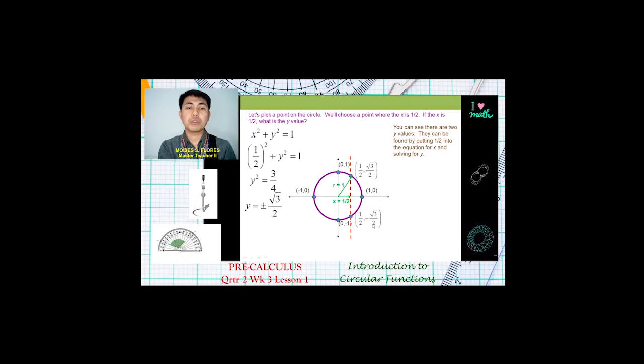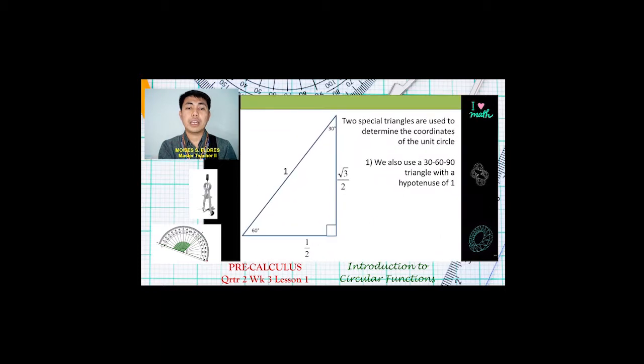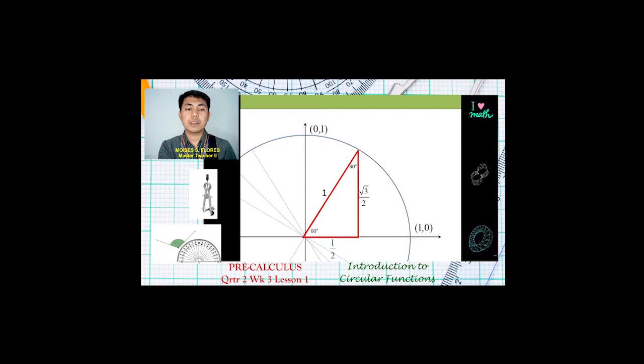Another way of determining the coordinates on this unit circle is through this diagram, which is the first of the special triangles, the 30, 60, 90. This was being used a while ago. We have 1 unit for the hypotenuse, and for the 30-degree angle the opposite side is 1/2. Then the side opposite the 60-degree angle is square root of 3 over 2. Then our coordinates are (1/2, square root of 3 over 2).